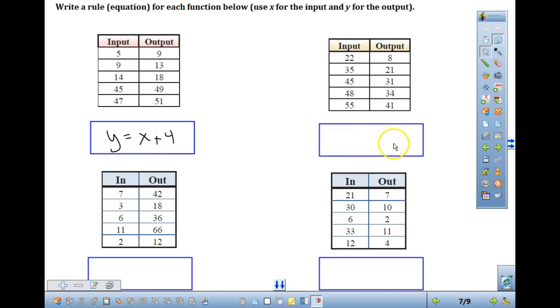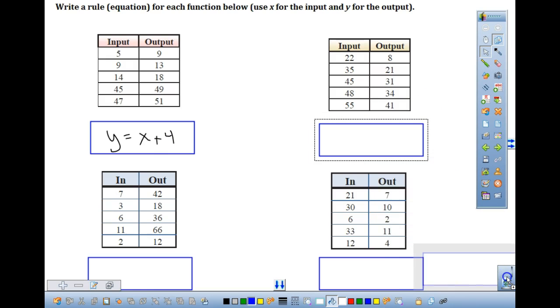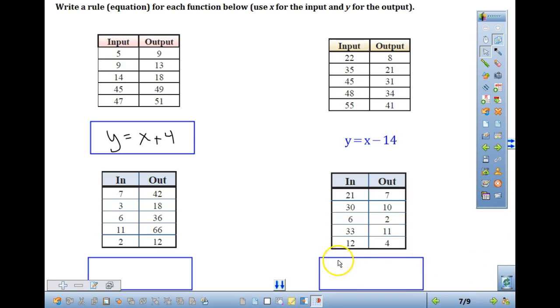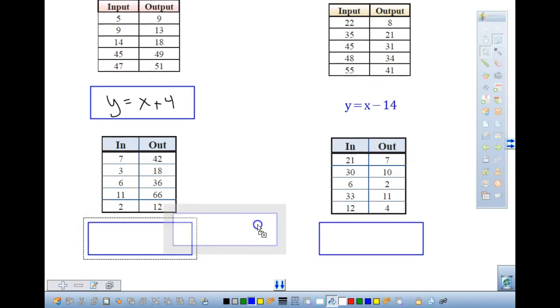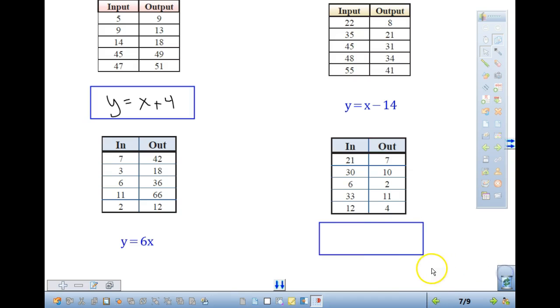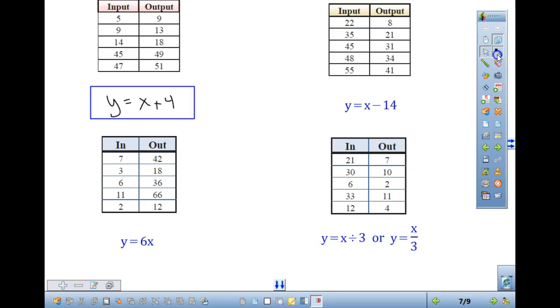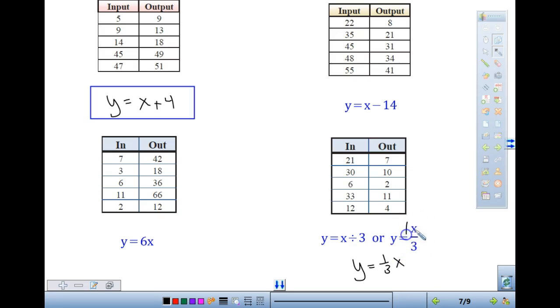If we're looking at some of our other rules, this one we are taking x and subtracting 14. Do you agree? Yep. The next one on the bottom, if we are looking at 6x, we should be multiplying our x to get the y. And quiet, please. In our last one, I would take it any of these ways: x divided by 3. I also had someone say, can I do 1/3 x? That is the same as this one, right? This is like a 1 in front of x, so this is kind of 1/3 x. Okay, good.